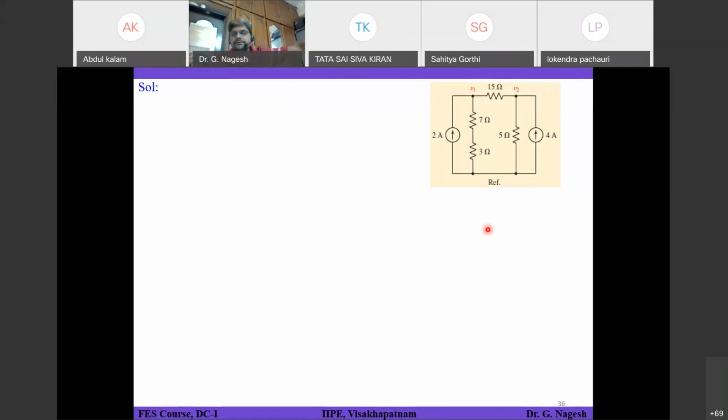One minute, sir. I've made a mistake here while calculating. I'll just confirm it again. Okay, so how to approach this one is, I am considering this as 10 ohms, 7 plus 3.